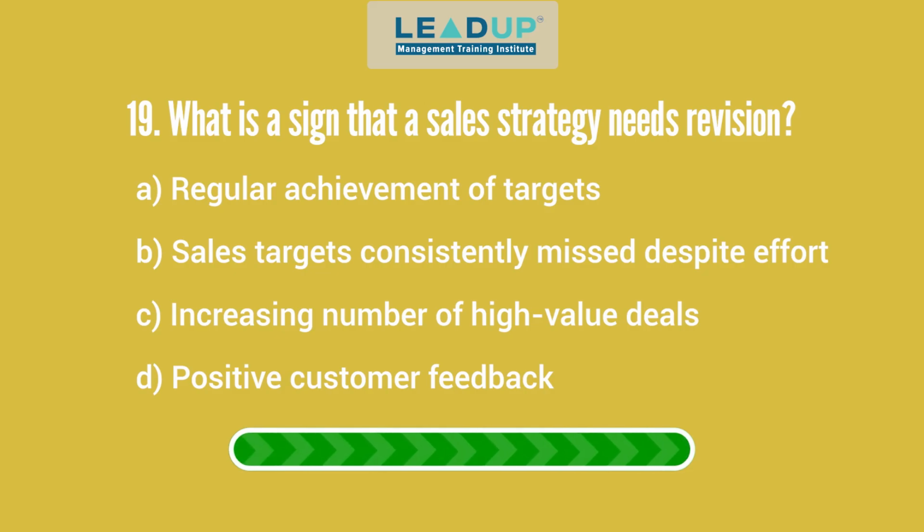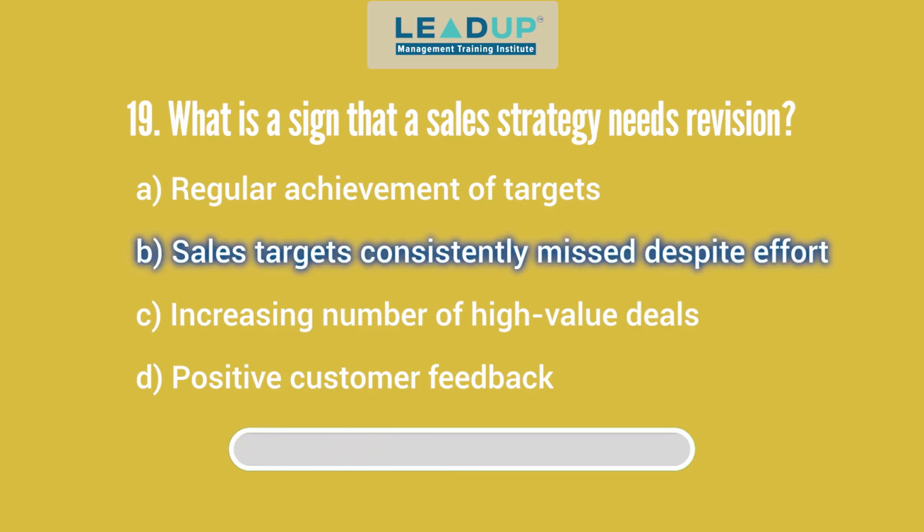Question 19. What is a sign that a sales strategy needs revision? A. Regular achievement of targets. B. Sales targets consistently missed despite effort. C. Increasing number of high-value deals. And D. Positive customer feedback. Answer: sales targets consistently missed despite effort.